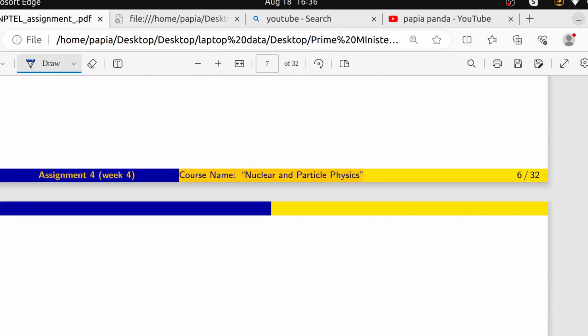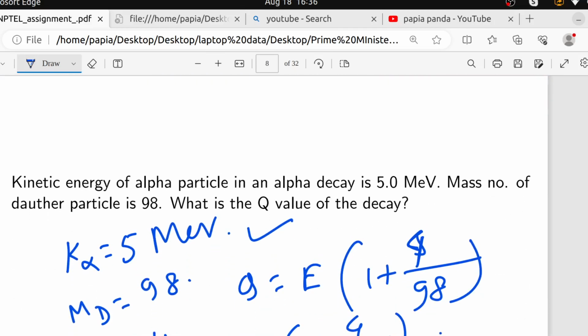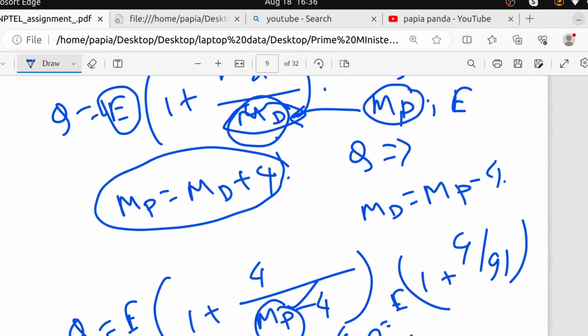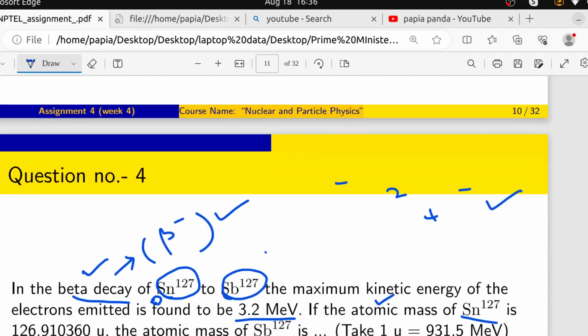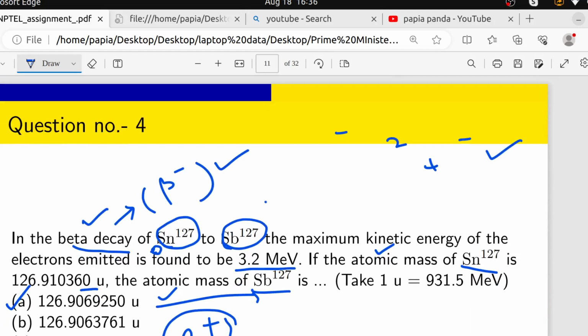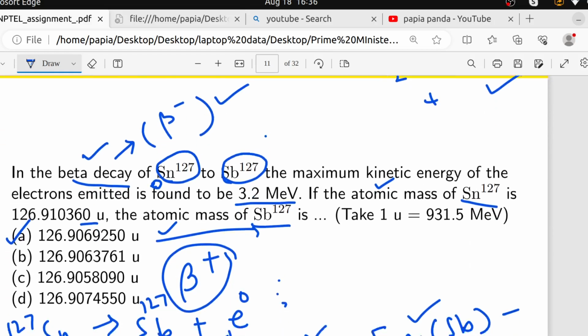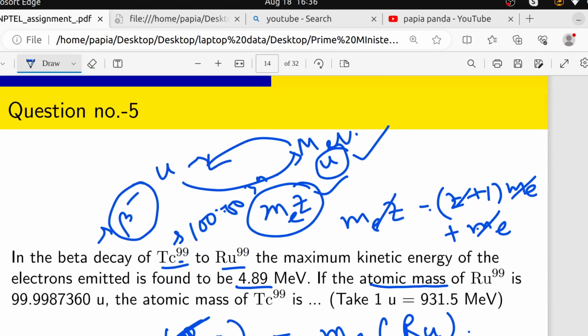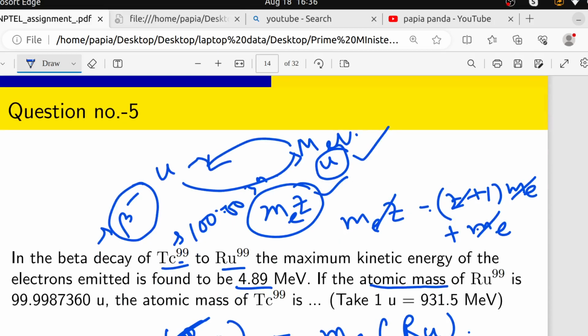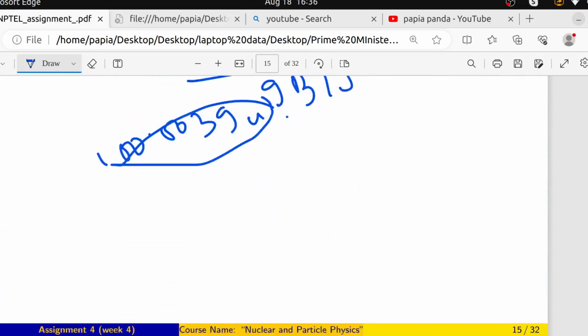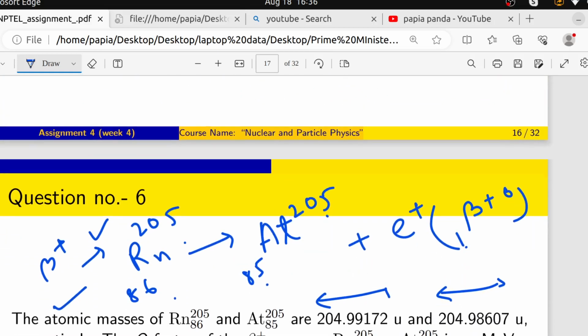Now come to question number 3. See, I have written so many questions very similarly, like questions 1, 2, 3 are very similar. But just to understand a little bit more clearly, I have written that one. Then question number 4 is this one. Then question number 5. Then question number 6.